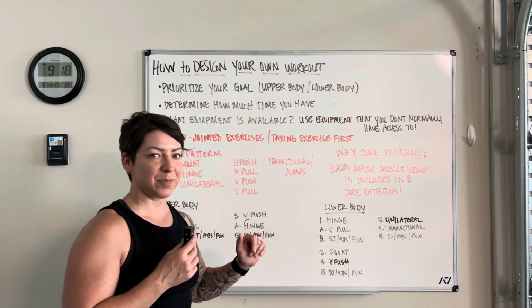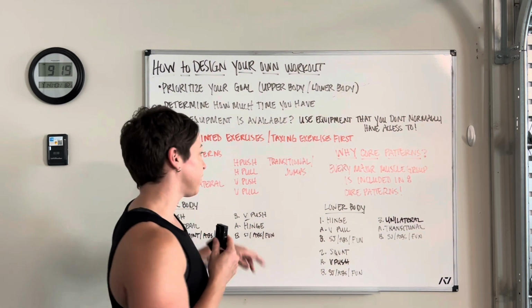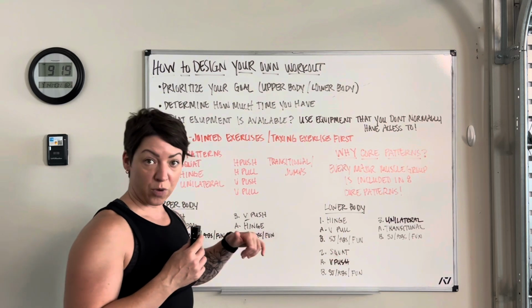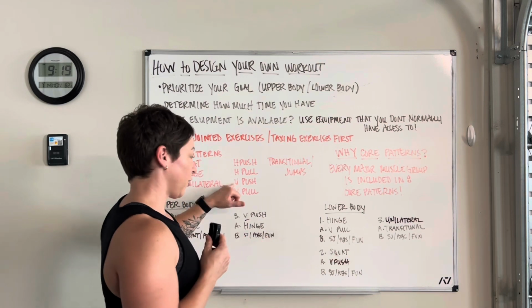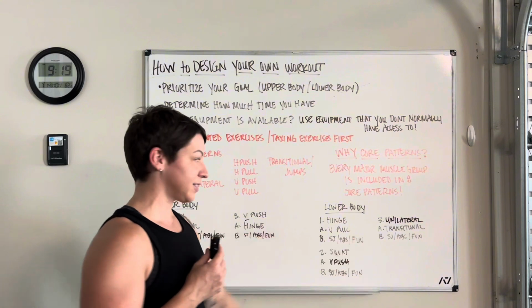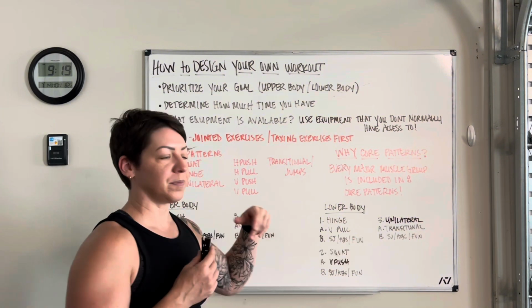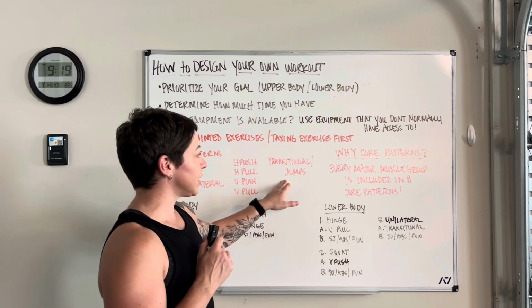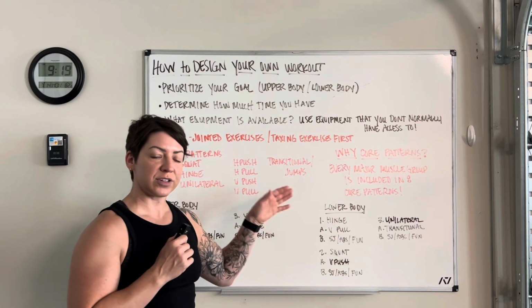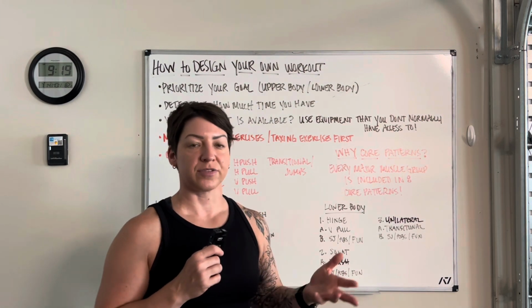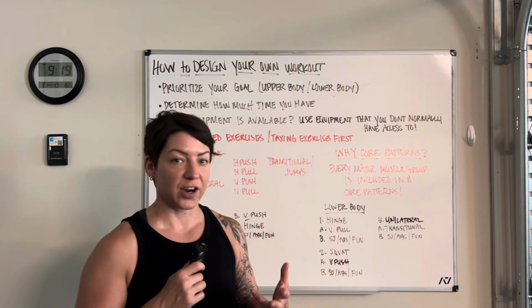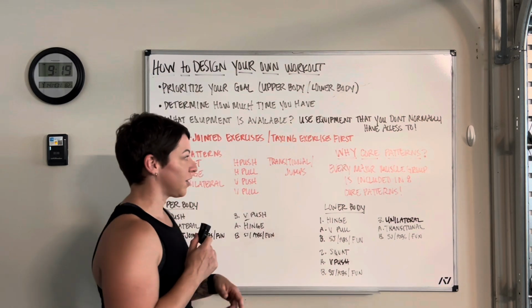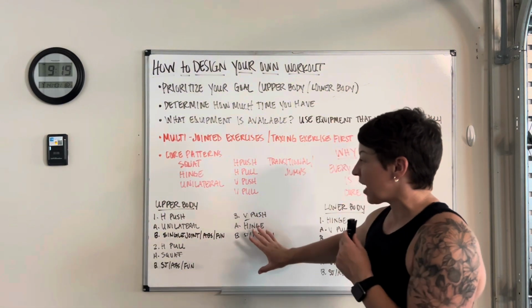Horizontal push, an example of that would be a bench press or a push-up. Horizontal pull is going to be a row or a face pull. Vertical push would be like an overhead press. A vertical pull would be something like a lat pulldown or pull-ups. And finally, our transitional / jumps. Transitional would be something where your base of support is changing, so like a farmer's carry, and then jumps are pretty self-explanatory.